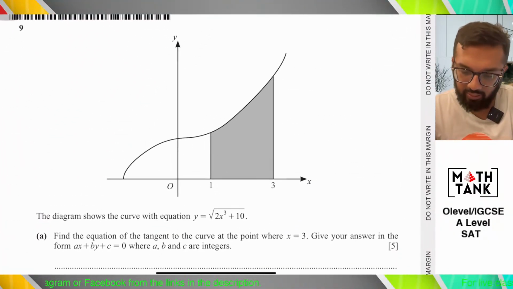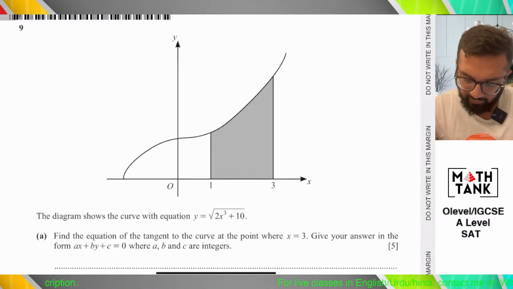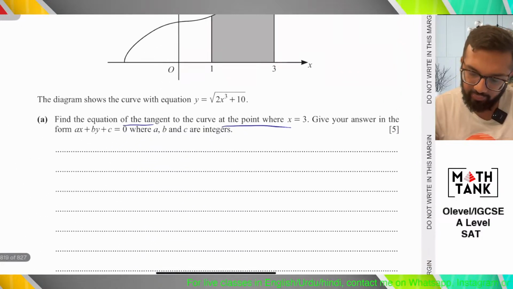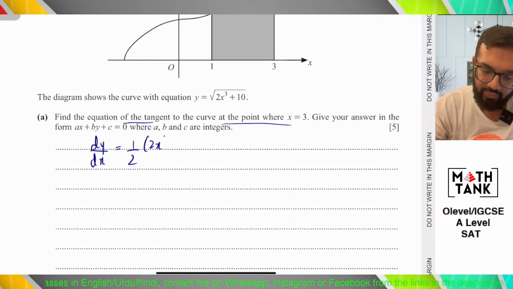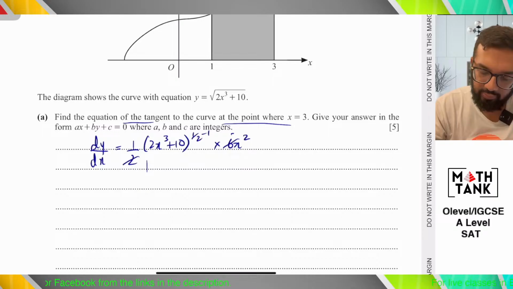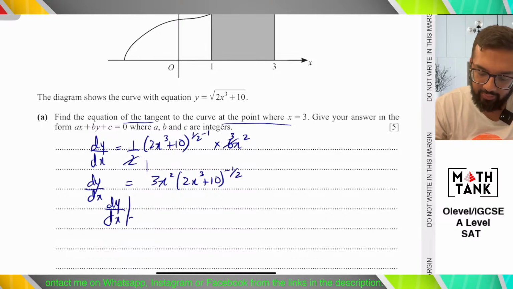This is a shaded area question, probably integration and something else. The diagram shows the curve with equation this, find the equation of the tangent to the curve. So for the equation of the tangent, first dy by dx. dy by dx is power half, so half times 2x cubed plus 10 to the power half minus 1, into 3x squared. That's dy by dx. Let's calculate the dy by dx at x equals 3.